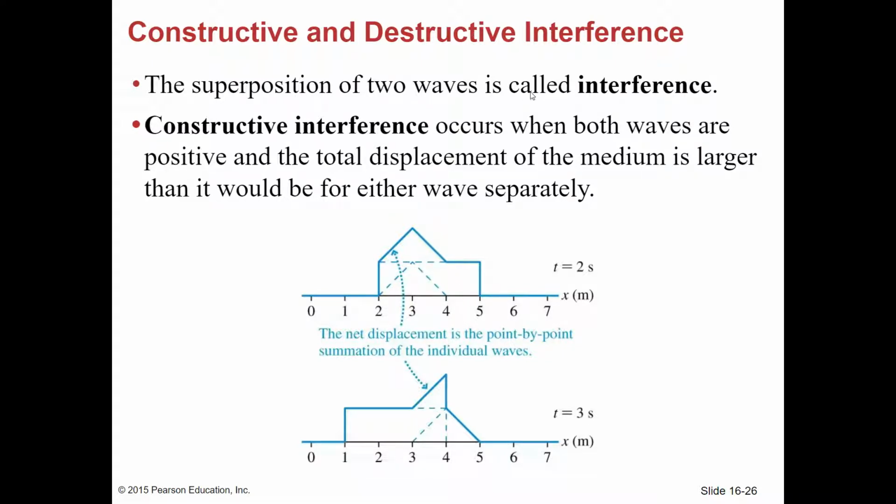The superposition of two waves is called interference. And if two waves meet like this and they make something bigger than themselves, it's called constructive interference. When both waves are positive and the total displacement of the medium is larger than it would be for either wave separately. So what we do here is we literally add the displacement for this triangle on top of the displacement for the square.